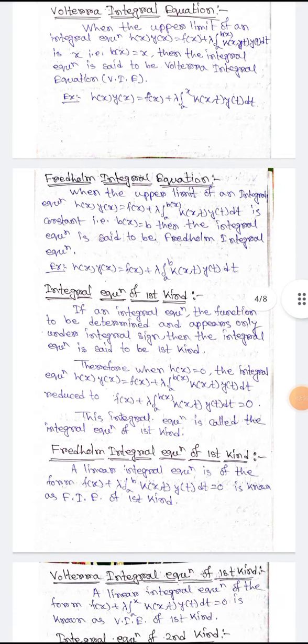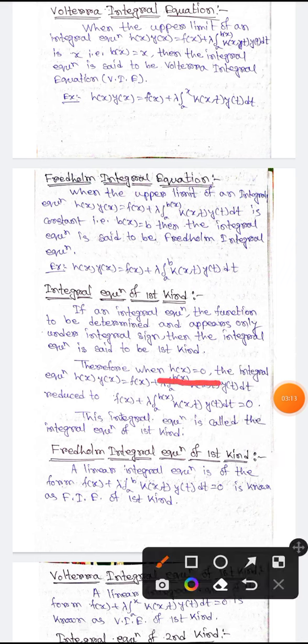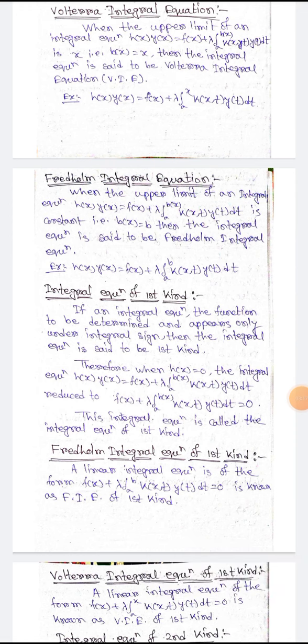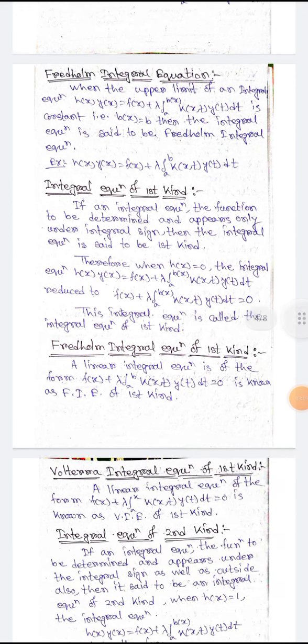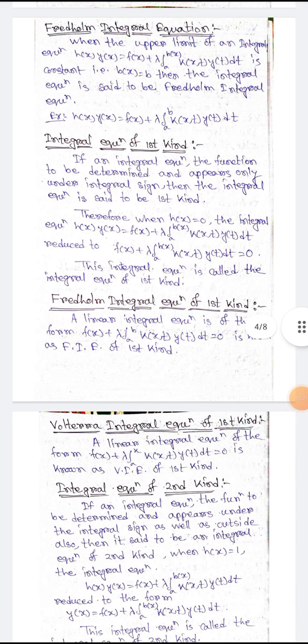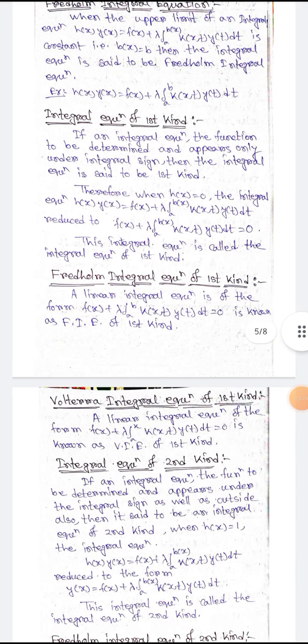Integral equation of first kind. It is called first kind when h(x) equals 0. All the format is same, only change some f(x) or some h(x). Here h(x) equals 0. It's called integral equation of first kind. Same Volterra integral equation and Fredholm integral equation are same as above, only change in the limit and h(x) equals 0.